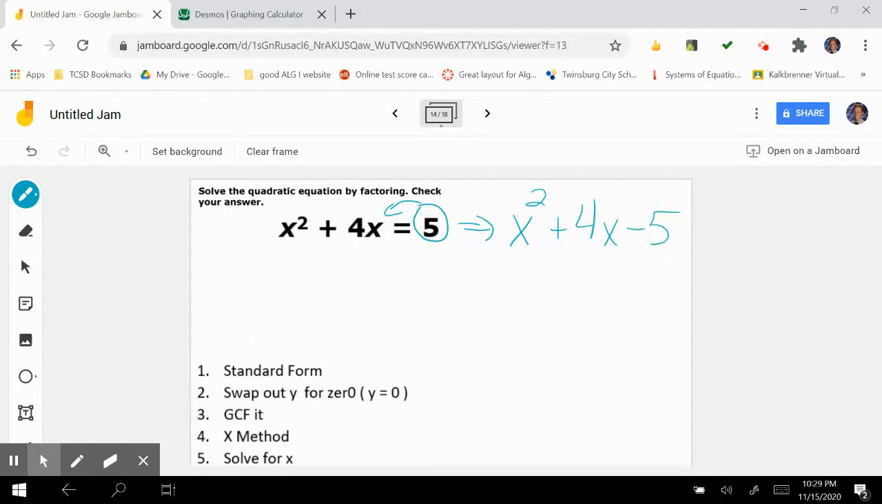So now I get this. And what's going to be on the right side is 0 because this is the 0 product property. And now is it in standard form? Yep. Did I swap out my zeros? Yep. Do I have a GCF? 1, 4, and 5? Nope. So that's done. X method.